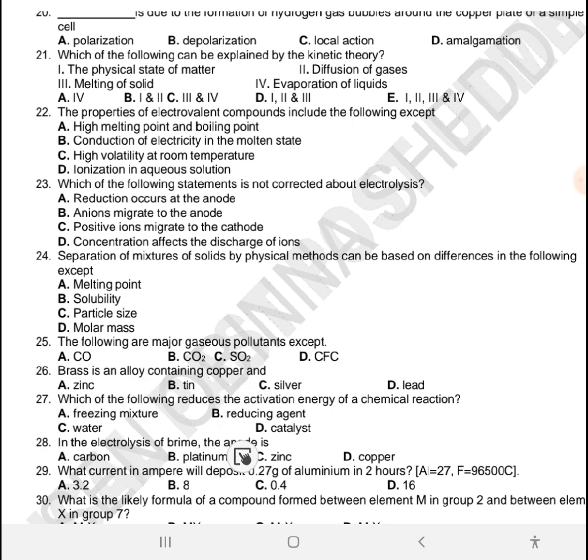27. Which of the following reduces the activation energy of a chemical reaction? What of the following reduces it? 27. Reduces the activation energy. Catalyst. Option D. A catalyst will reduce the activation energy. I'll stop at question 30 here.